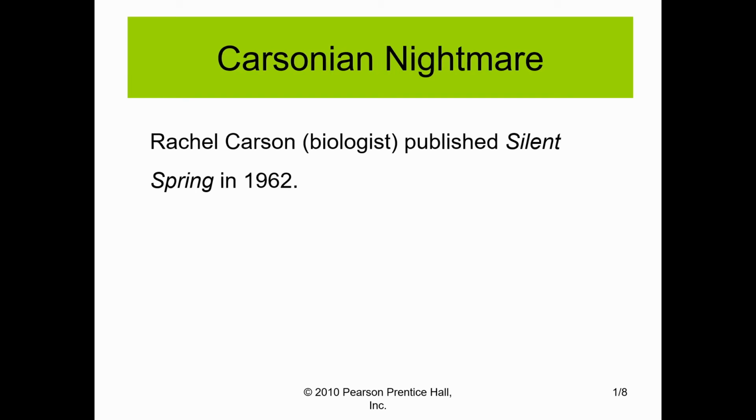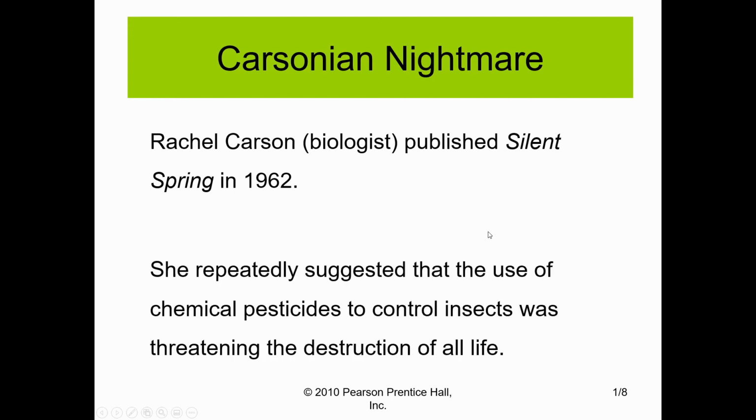In 1962, Rachel Carson, who's one of the people who inspired the grassroots environmental movement in the United States, came out with a book called Silent Spring. In Silent Spring, she repeatedly suggested that the use of chemical pesticides to control insects was also threatening and destructive to other types of life. This actually was the grassroots movement which led to the creation of the EPA, the U.S. Environmental Protection Agency, and she was awarded a Presidential Medal of Freedom by Jimmy Carter for this.